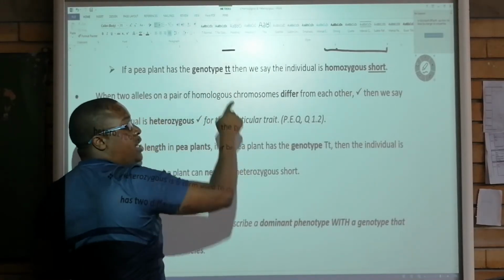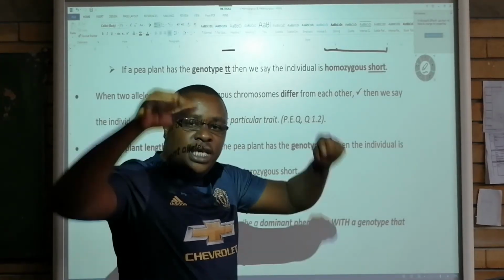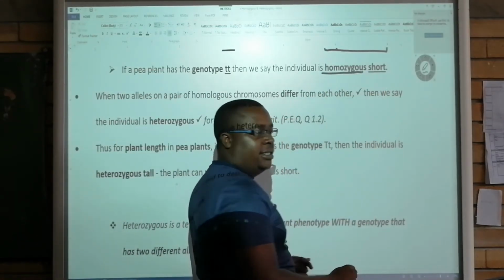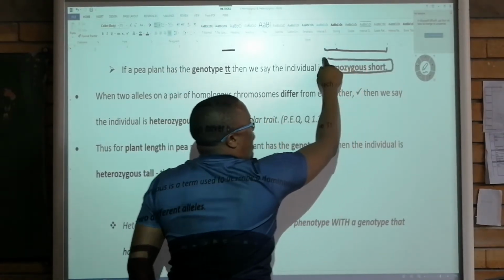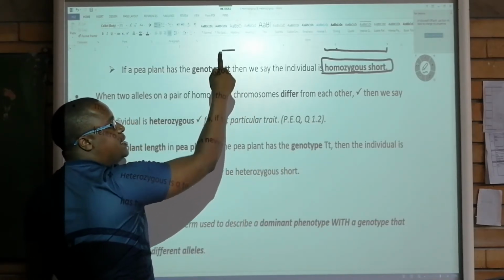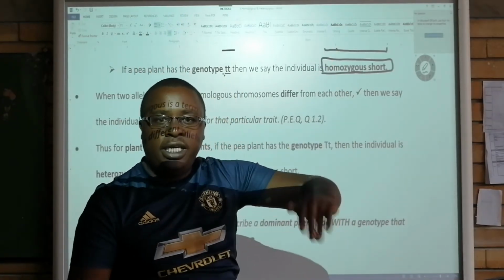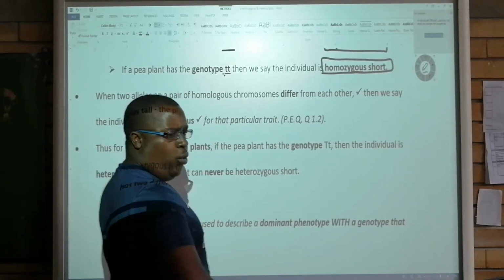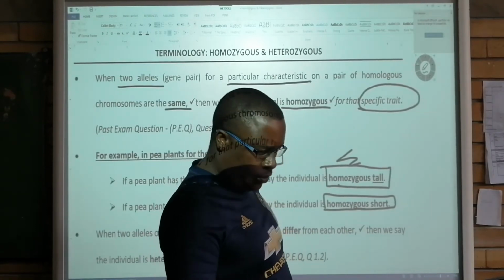This genotype consists of two alleles that are still the same. Because they are the same, they are homozygous. But they're not just homozygous, they are homozygous short. Why? Because the two alleles are the same and they are both coding for short in height in pea plants. So they are homozygous short. Now, what happens when you have a situation like this?